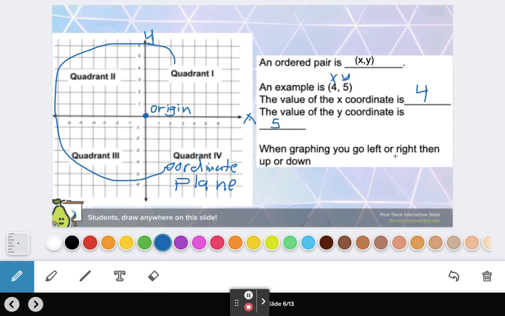Okay, so when graphing, you go left or right, and then you go up or down. So think about it when you go up in an elevator, right? You have to walk over to the elevator using your x-axis, and then when you're in the elevator, your only chance is to go up and down on the y-axis. Okay, so that's one way to think about it. So again, first you go into your elevator, so on your x-axis, and then your next stop is when you're in the elevator, your only shot or your only option is to go up and down on the y-axis.